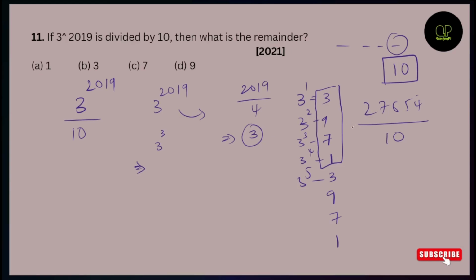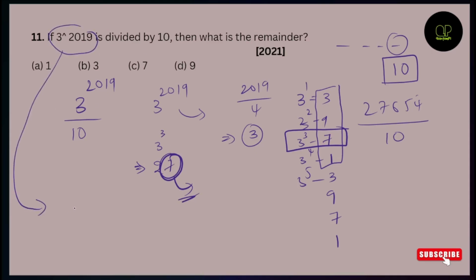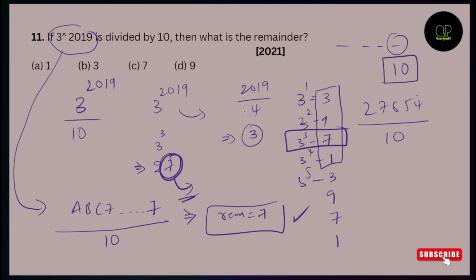What is 3 power 3? It is 27, so your units digit will be 7. So this value is a very big number, and at the end you have a 7. This divided by 10, your remainder will be 7. Am I clear? Yes.